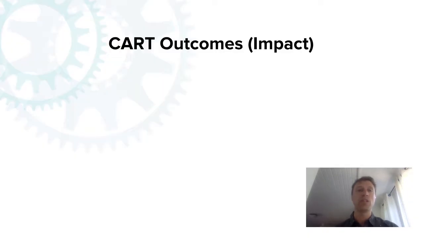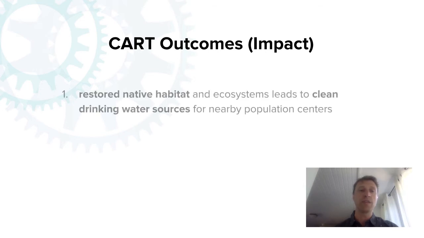Now that we understand outputs, let's start to take a look at outcomes for CART. One of the things that's really important to note about outcomes is that oftentimes multiple outputs can lead to a particular outcome. Remember, think about the idea of impact and that multiple outputs can create one impact. There's not always a one-to-one connection like we saw in the inputs and outputs area. So let's take a look at some of the examples for CART.